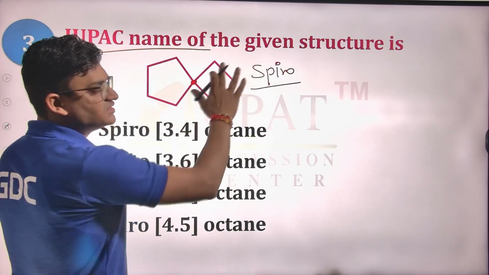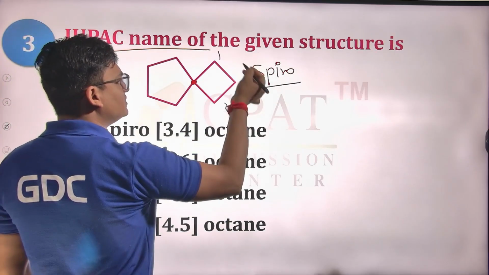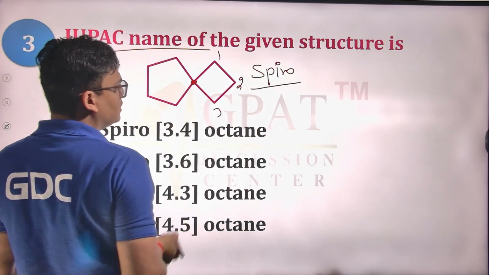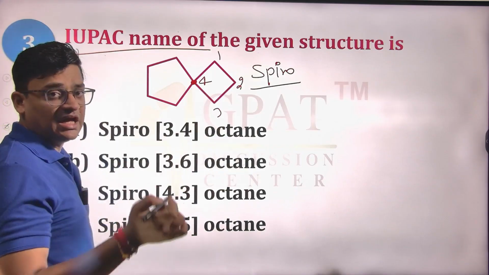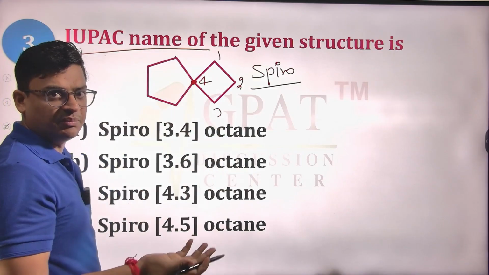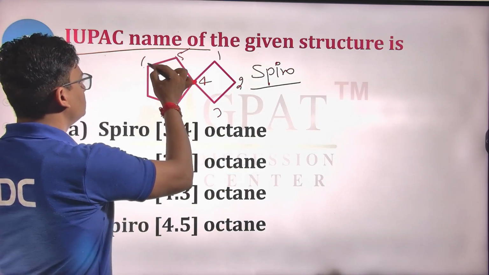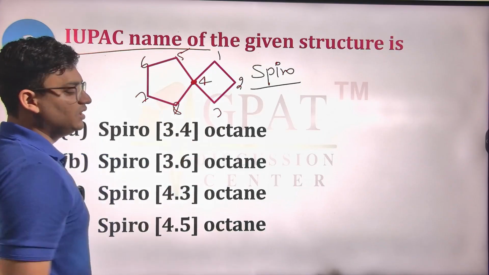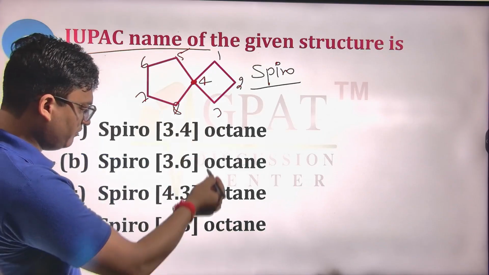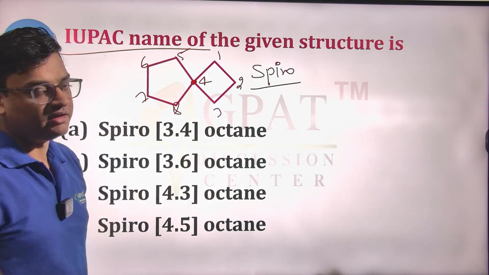Since there is no substitution present, we can start, let's suppose this is first, this is second, this is third. Now we have fourth. Now fifth can be given either to this or to this, depends on you. So fifth, sixth, seventh, eighth. The total number of carbons is 8, so we will have the word root octane. All of them have octane.